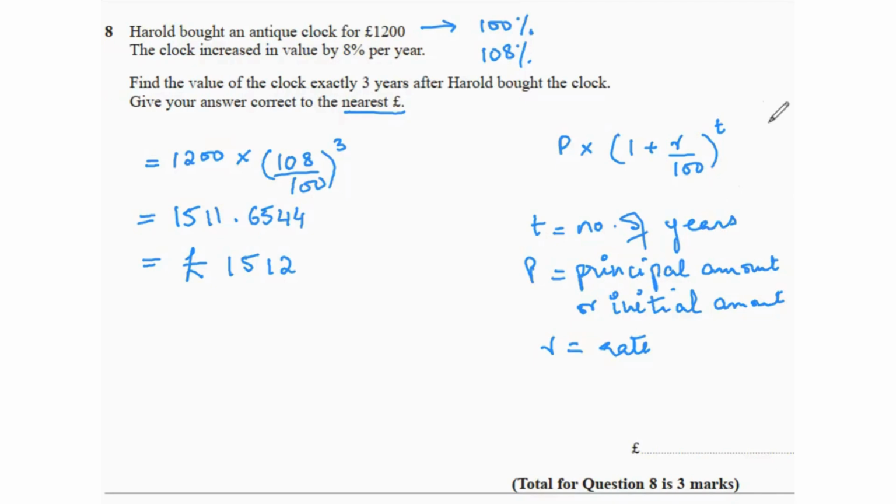Then just plug in the values in the formula and find the value at which it's increased. If it was depreciation, then instead of doing 1 plus r over 100, you would do 1 minus r over 100, and everything else in the formula would remain the same.